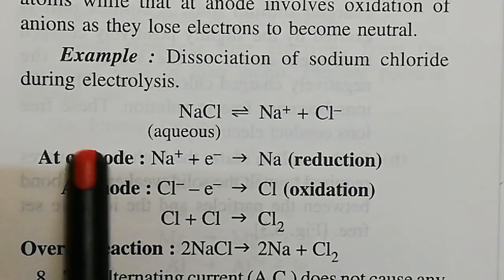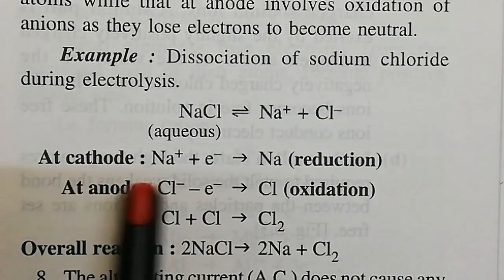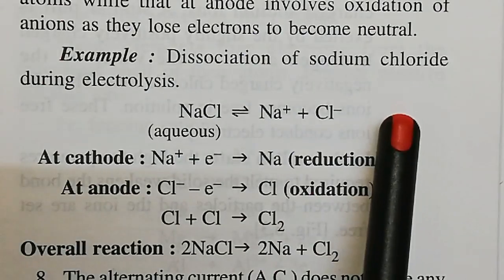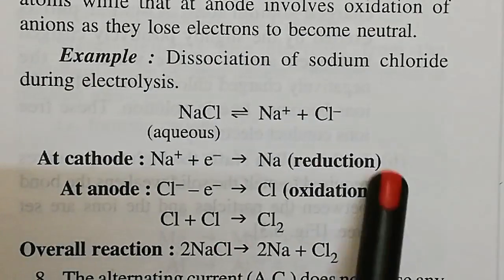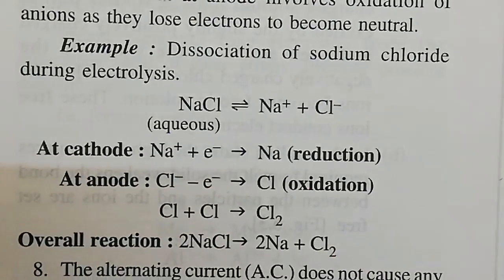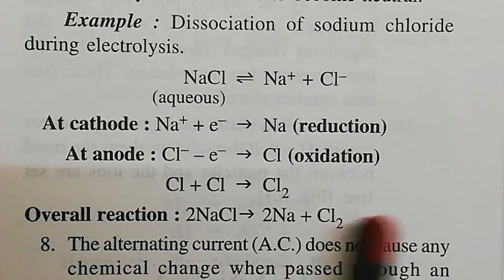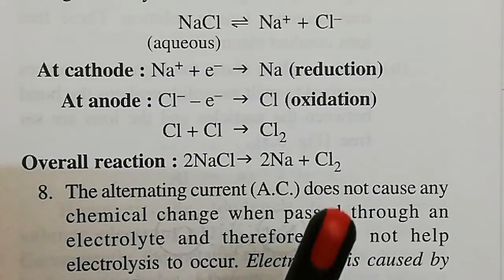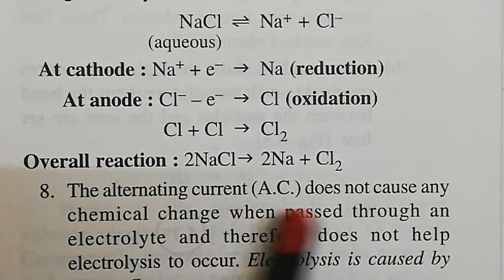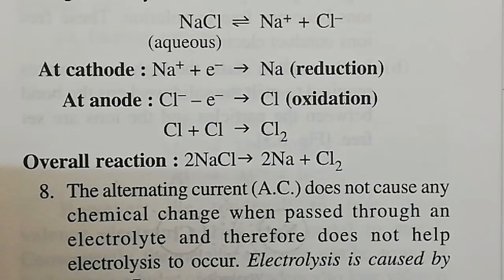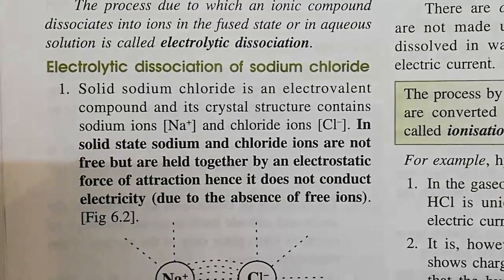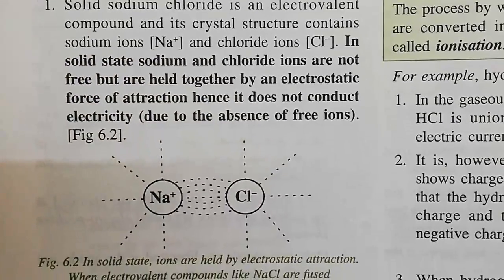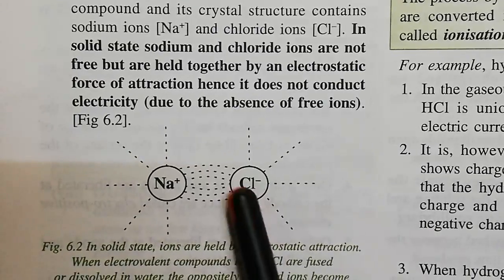Okay, and at the cathode reduction occurs, at the anode oxidation occurs, and that's why the process of electrolysis is said to be a redox reaction. Okay, and the overall reaction is given. And we have already discussed that AC does not cause any chemical change. That means electrolysis can also be carried out using DC electricity. Now on the very next page we will discuss electrolytic dissociation.